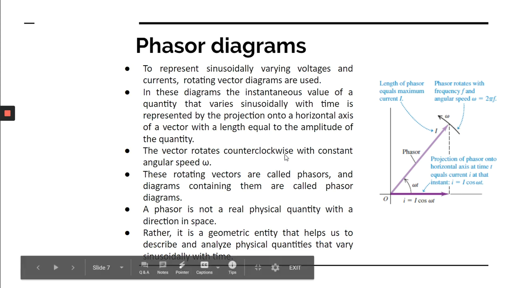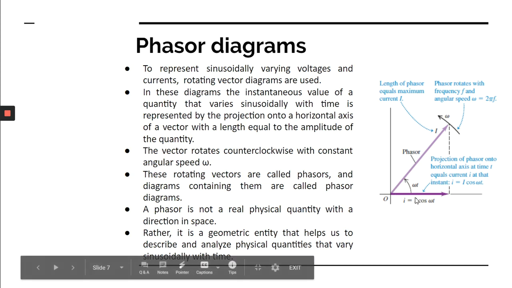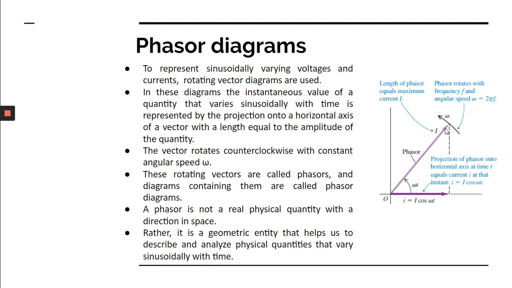Now this you have taken as the vector, and the length is equal to what? The amplitude, which here means the maximum value of the current. So the length of the vector is equal to the numerical value of the peak value of the current. The angle between the horizontal axis and this phasor is omega t, which is the phase. And this vector rotates counterclockwise with angular velocity omega.